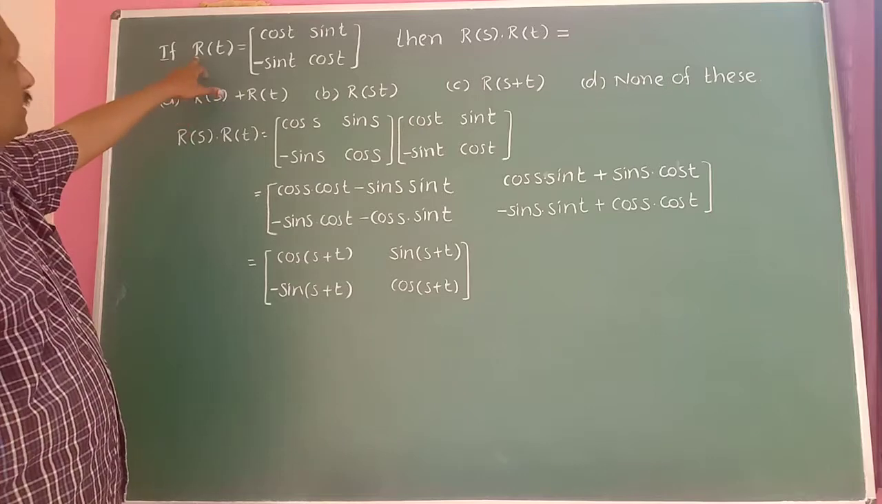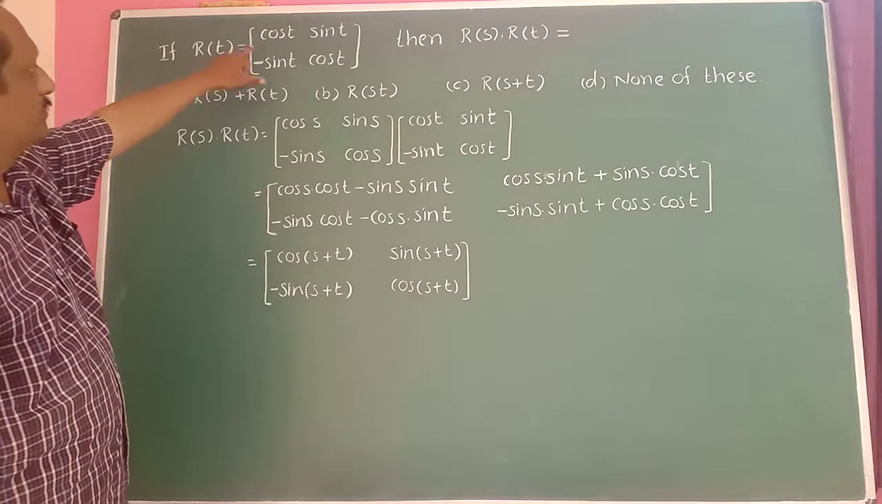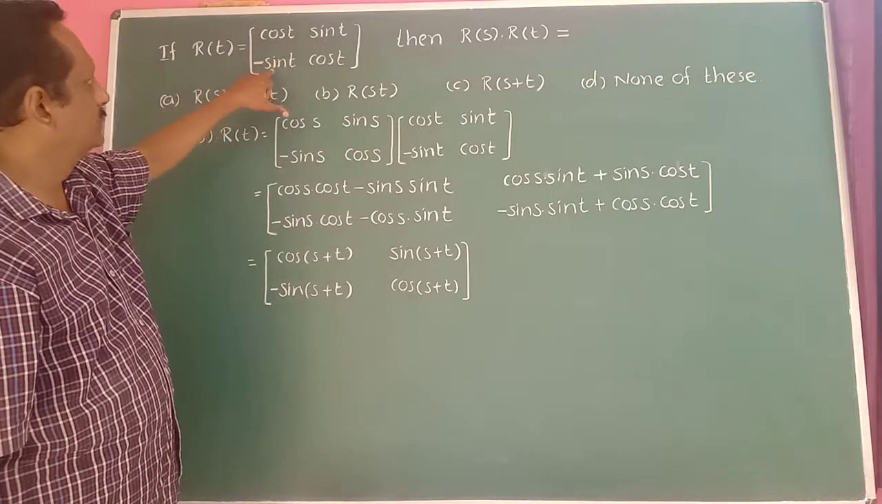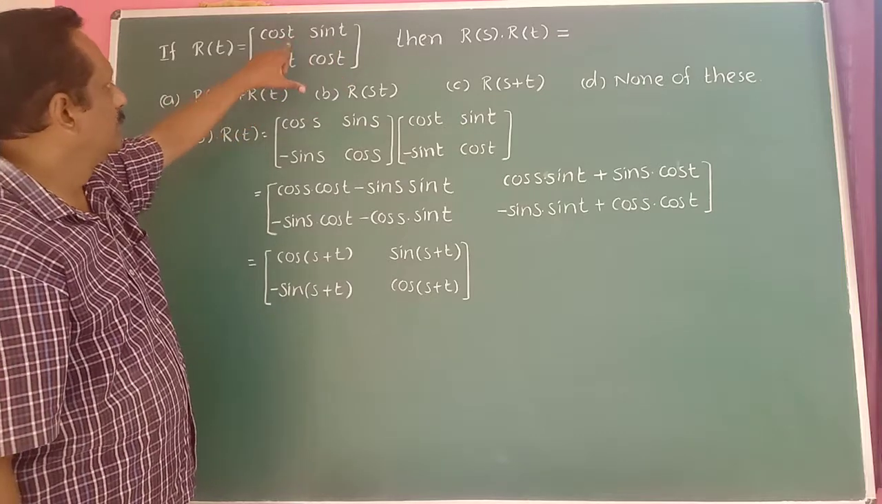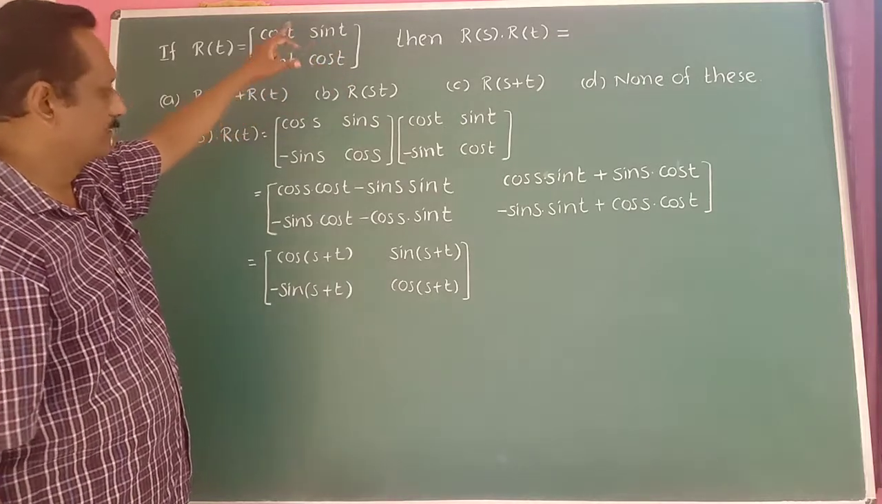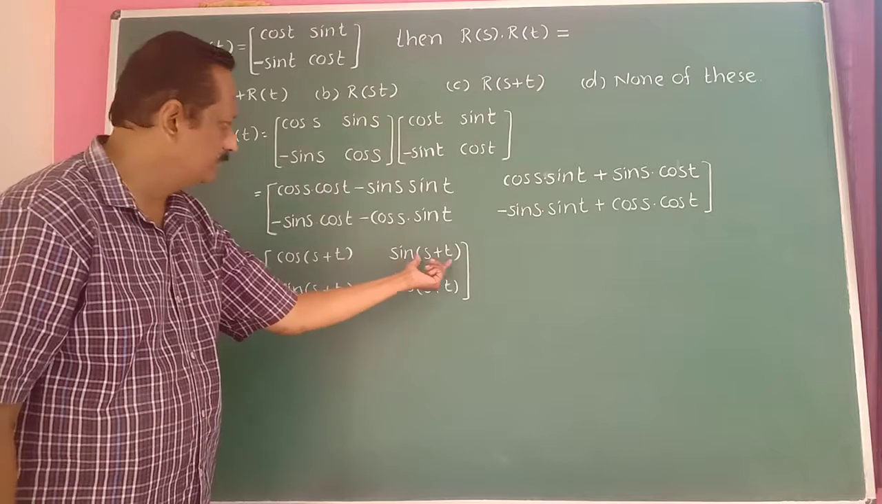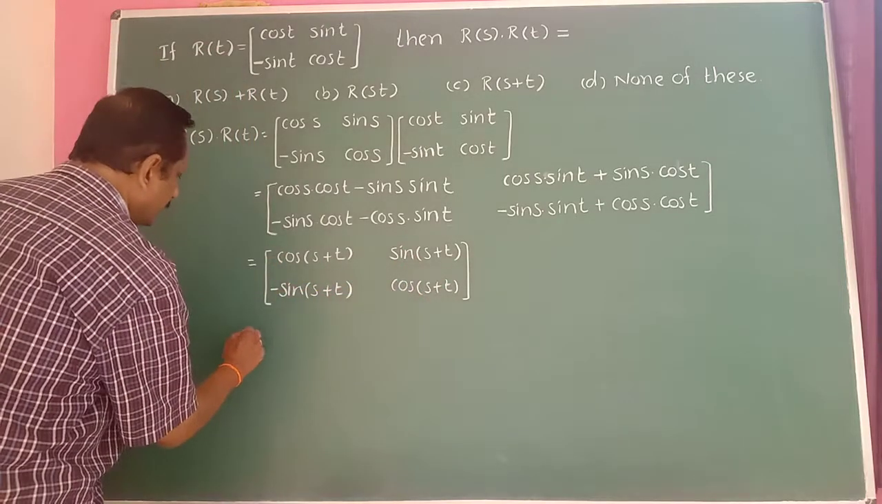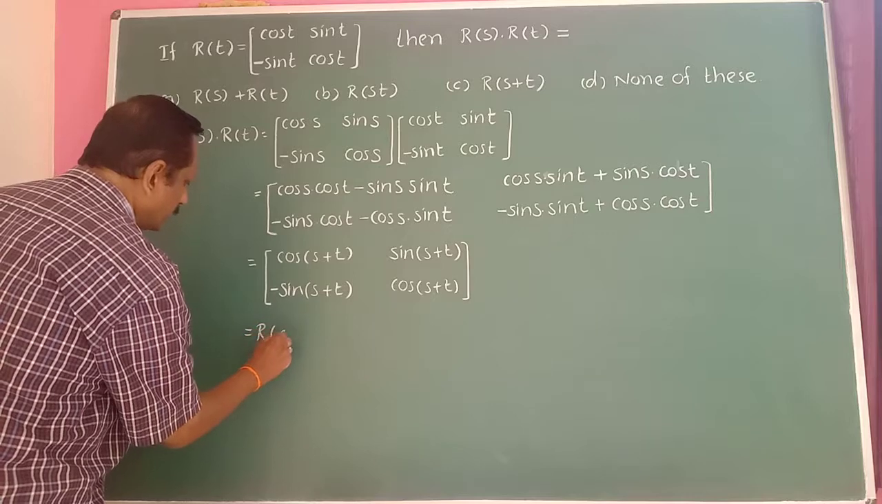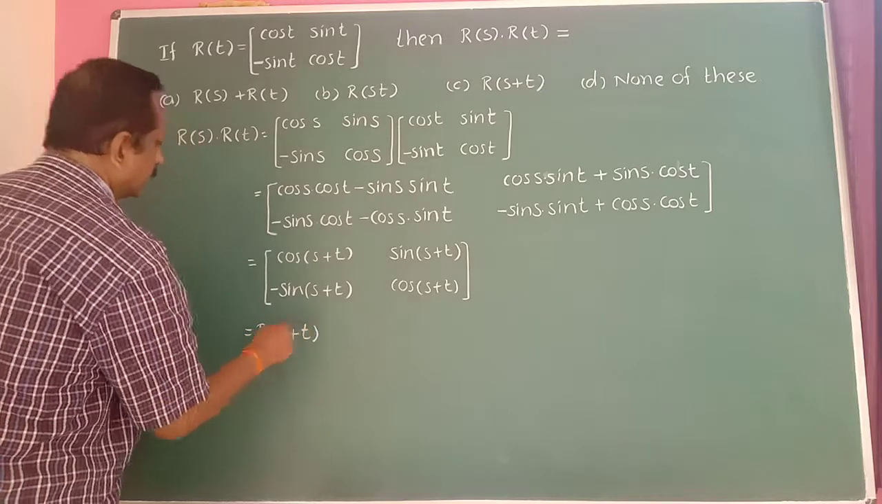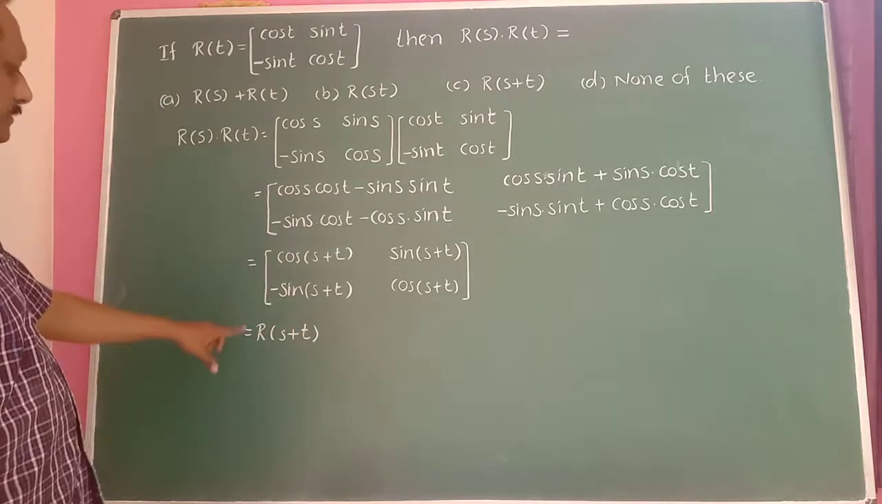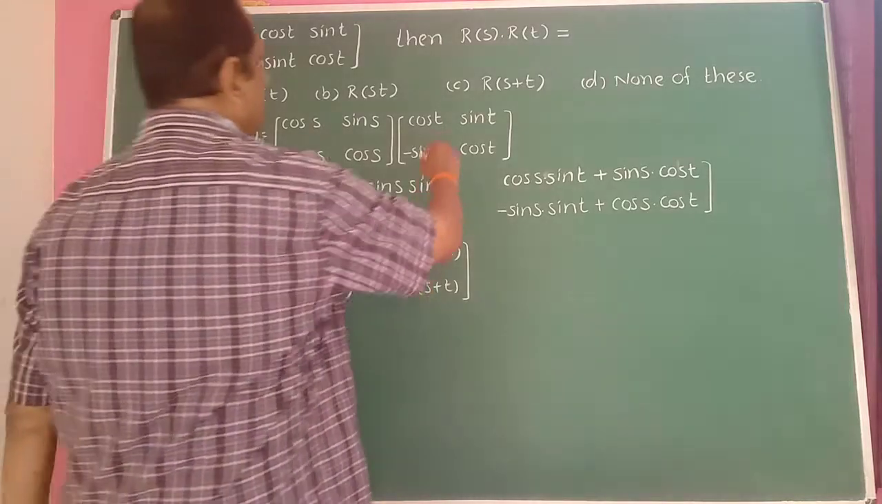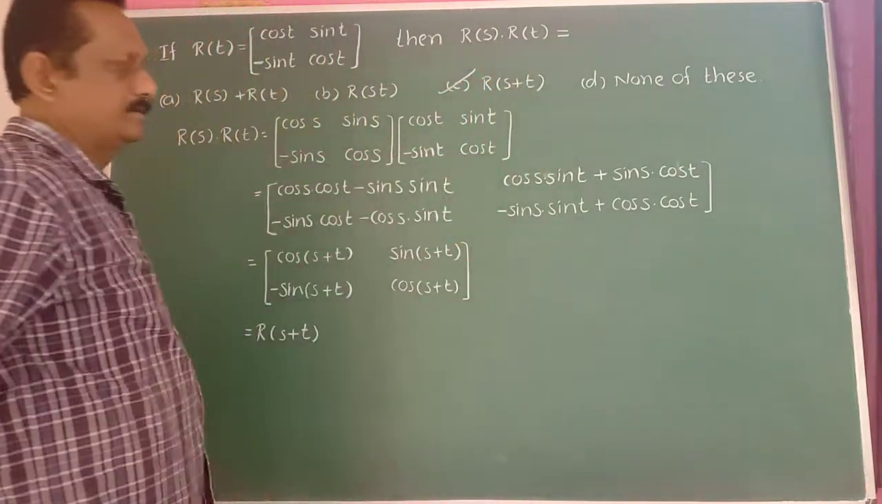So just observe here, R of t is cos t, sin t, minus sin t, cos t, and here each element contains s plus t. Therefore this complete matrix can be written as R of s plus t. So Rs into Rt becomes R of s plus t. Hence, third option is correct.